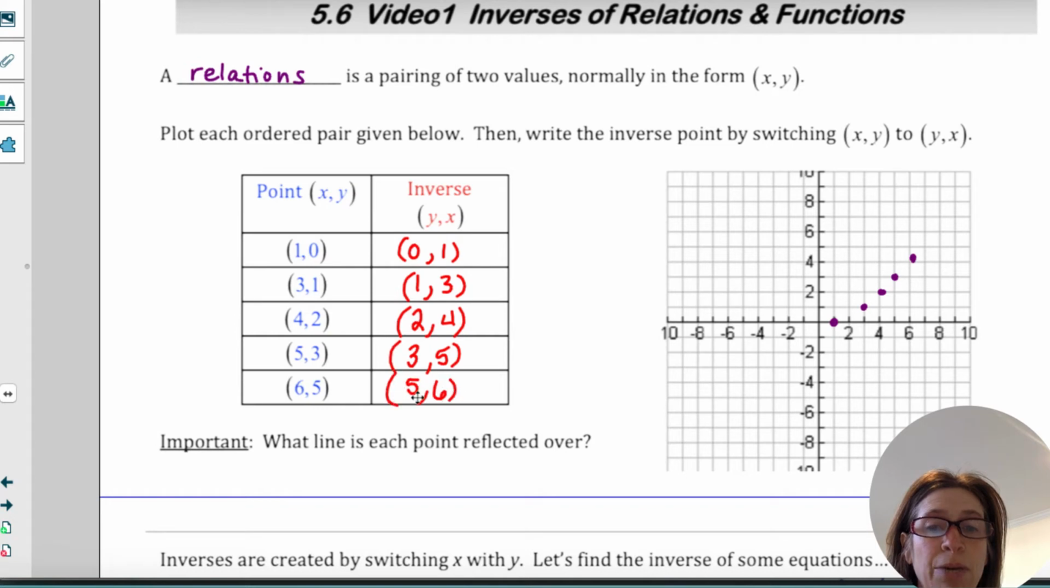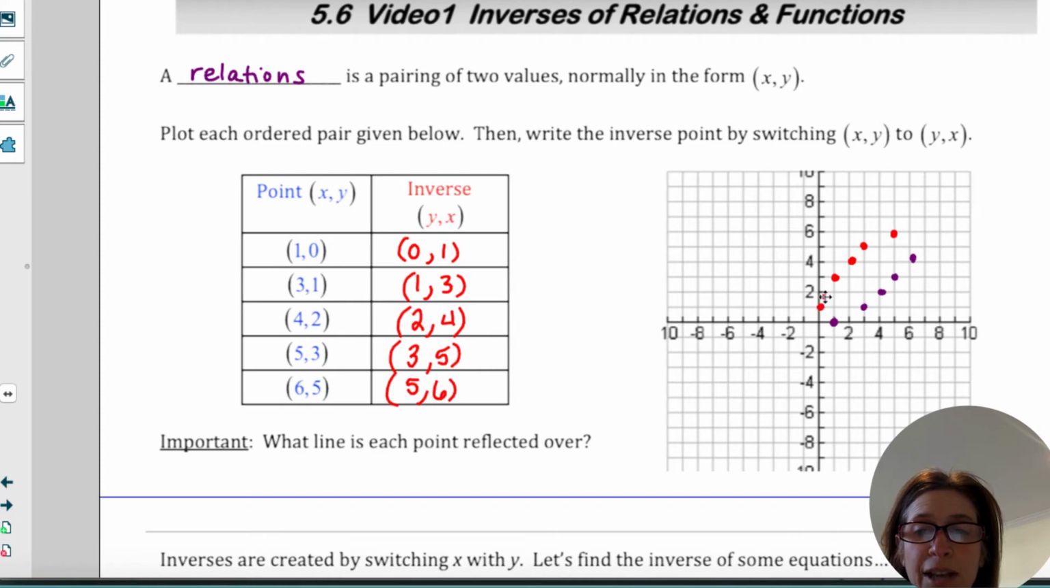Okay, so 0, 1 would be here. 1, 3 would be right here. 2, 4 would be here. 3, 5 would be here. And 5, 3, 5, and then 5, 6 would be right here.